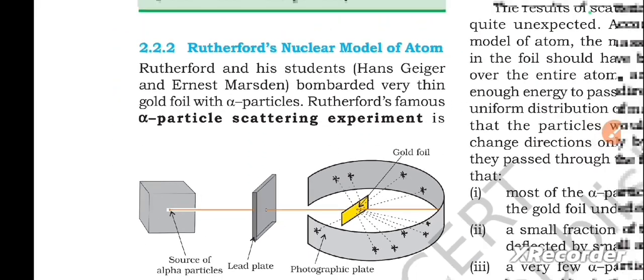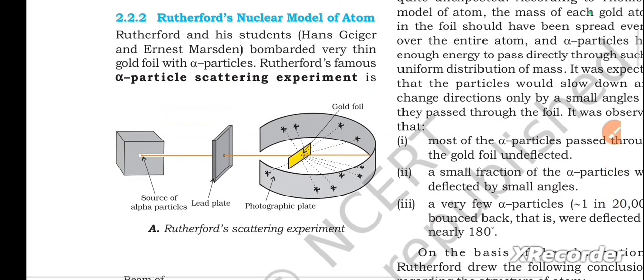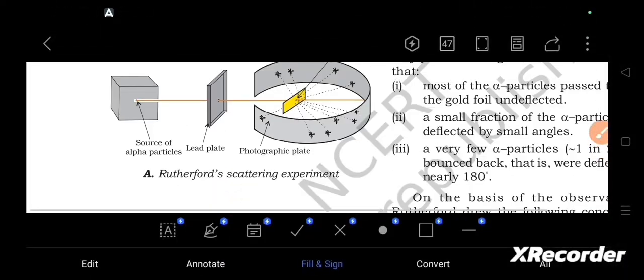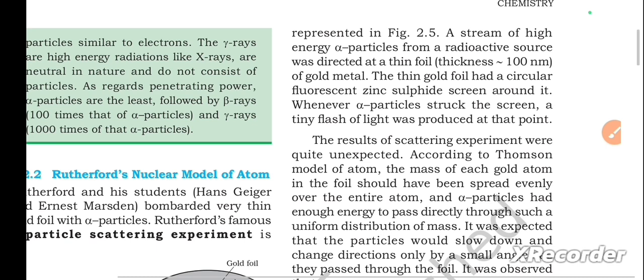Next is Rutherford's nuclear model of atom. Rutherford and his students Hans Geiger and Ernest Marsden bombarded very thin gold foil with alpha particles. Rutherford's famous alpha particle scattering experiment is represented in figure 2.5. A stream of high energy alpha particles from a radioactive source was directed at a thin foil, thickness 100 nanometers, of gold metal.